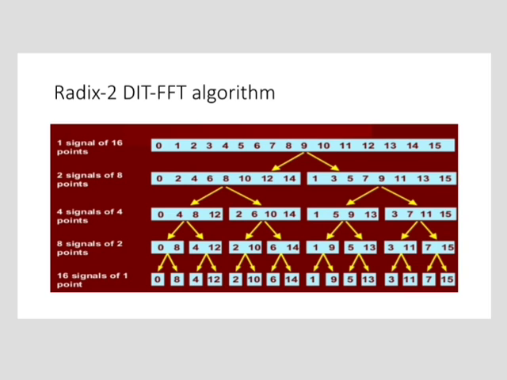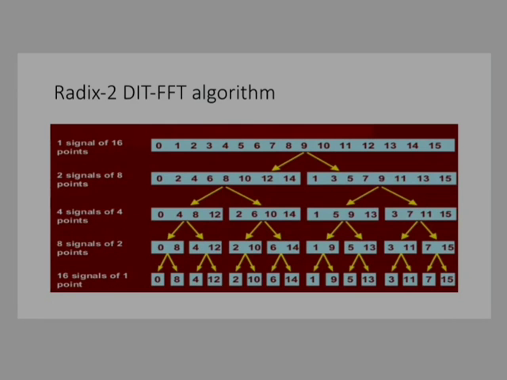So here the signals are divided. The start is one signal having 16 points, and it ends with 16 signals of 1 point, meaning there are 16 signals and each signal consists of only 1 point.